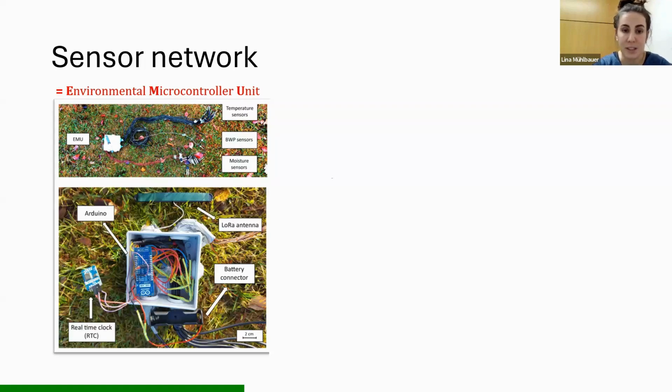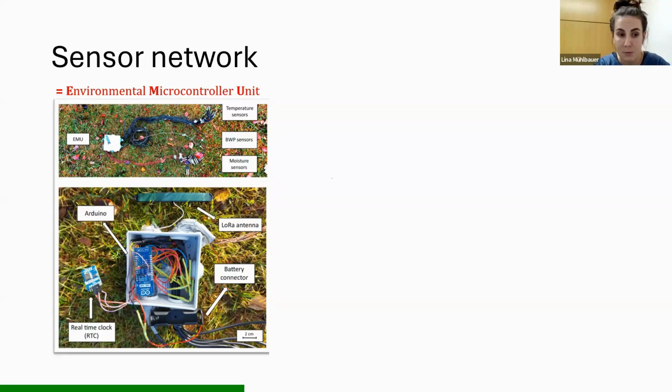And that's the more detailed view. In this case, there's the Arduino. The Arduino is a microcontroller. It's like a little computer. It can run little programs, and it can also save data. All of these moisture and temperature sensors are connected to this Arduino.